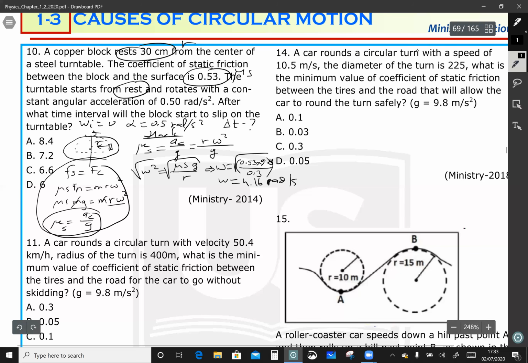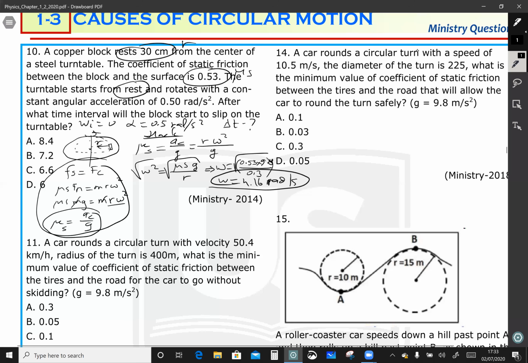Which means if the copper block attains that speed from 0, it starts from 0 and speeds up until 4.16, the copper block stays on the turntable. But if the speed exceeds 4.16, for example 4.17, then this copper block cannot stay on the turntable, so it will start sliding and fall off the table. So this is the maximum final speed the turntable can have while the copper block is still on the table.